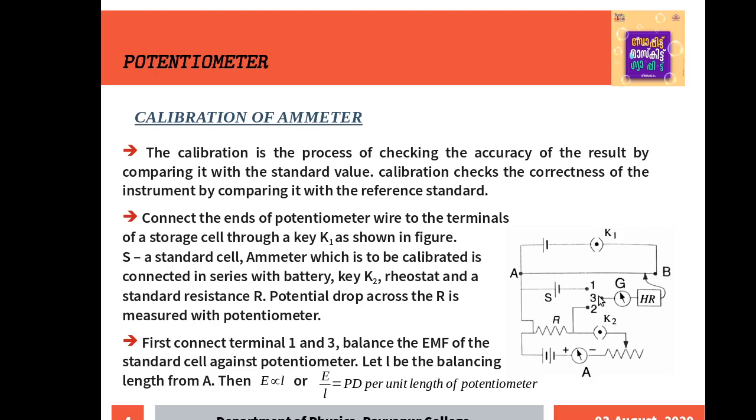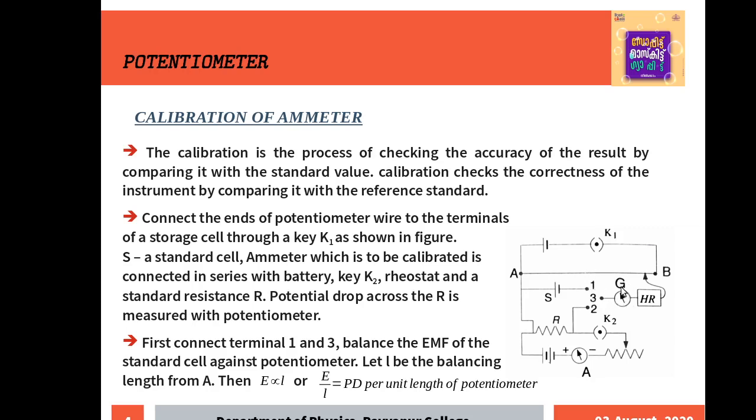For that, we will first connect 1 to 3. Then the EMF of this standard cell is balanced against the potential drop across this AB. For that we will move this jockey across this and we will get a balance in length. Let L be the balancing length from A. This I am doing for the standard cell. The standard cell is connected and we moved this jockey. We got a balancing point.